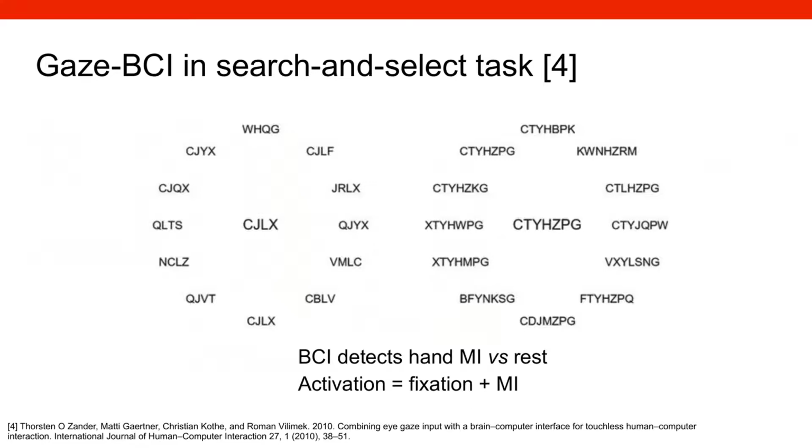Hybrid systems of eye tracking and BCI have been designed. A hypothesis is that a hybrid system can mitigate the Midas touch problem associated with eye-based systems. Examples include using eye-based gaze and MI-BCI to confirm each other before selection in a search and select task.